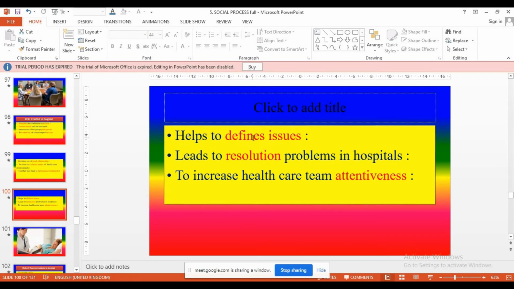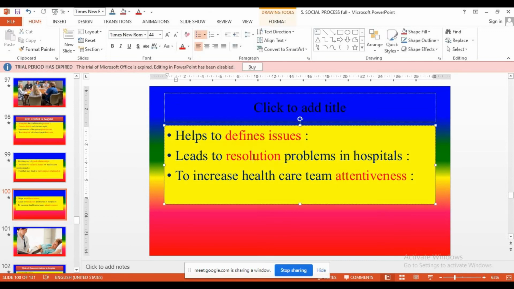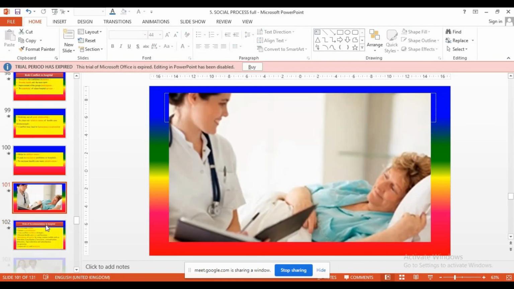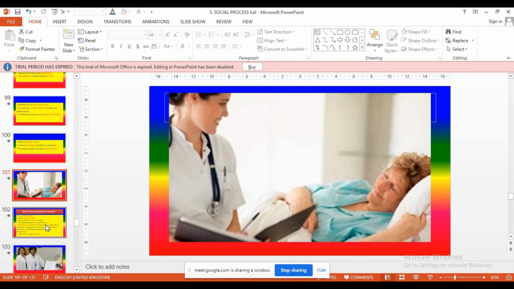Then, define issues. Through conflict only we can identify the reality of issues. Then we can resolve them, giving resolution to problems in the hospital. Then, increased healthcare team attentiveness. Already we have discussed this. Every member can attend and concentrate more on our job and responsibilities. Look at this.